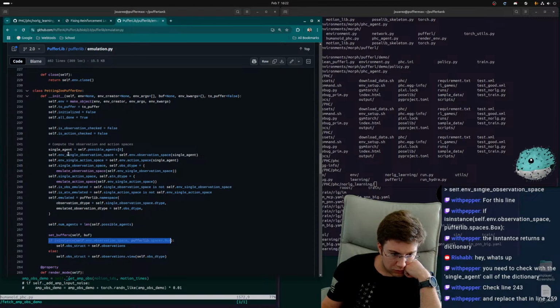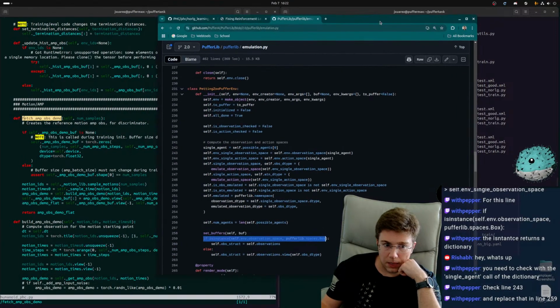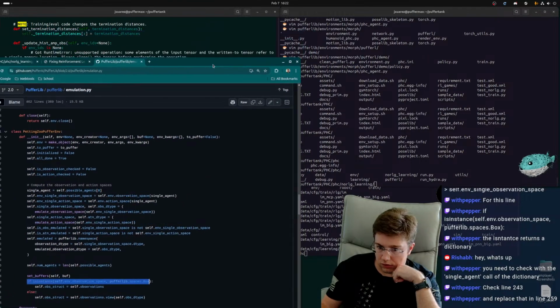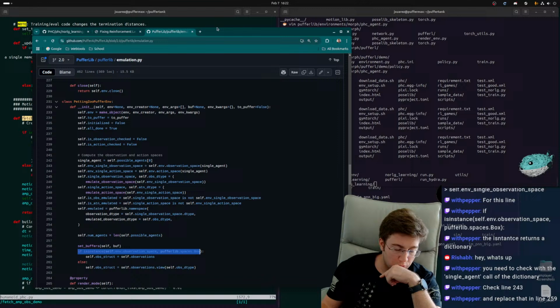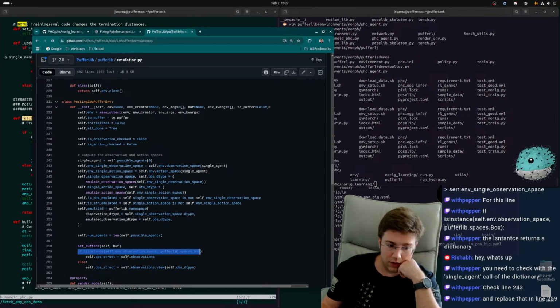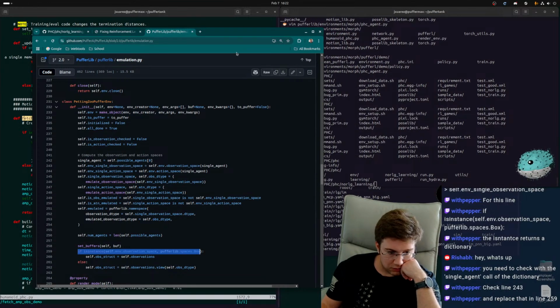Yes, that looks reasonable. Single observation space, M single. Yep, okay. That is fair. I'm in the middle of a commit on this at the moment. If you PR it, I'll merge it, or I can just add it. Thank you for that. That seems to be correct to me.